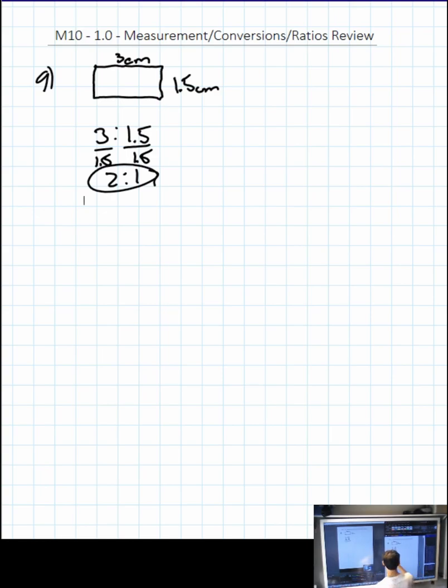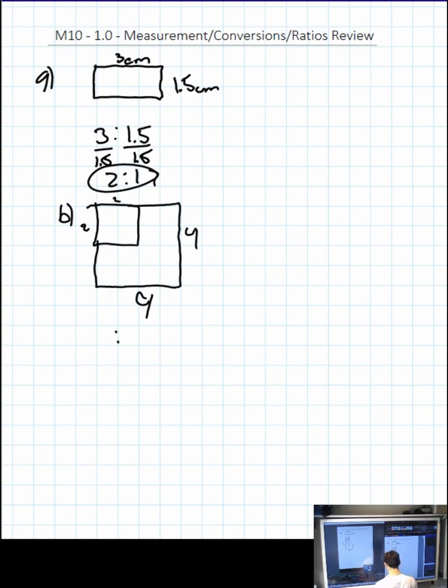Okay, 9B. So this time we have a 2 centimeter by 2 centimeter square inside a 4 centimeter by 4 centimeter square. I've measured it on paper, and we can call the side lengths 2 and 2 and 4 and 4. And we can set up the ratio. So go for it. We're going to set up 2:4, and we're going to simplify that ratio, simply dividing both sides by 2 and get a ratio of 1 to 2. Circle our answer. All right.